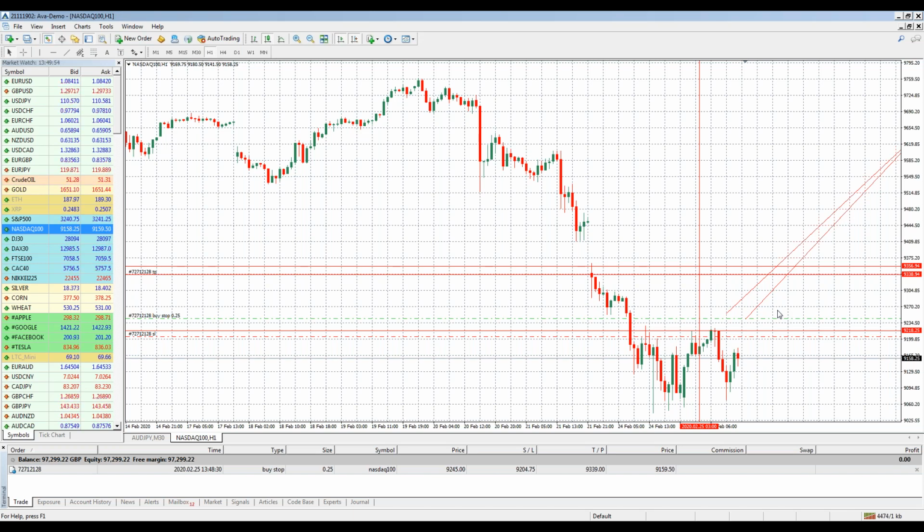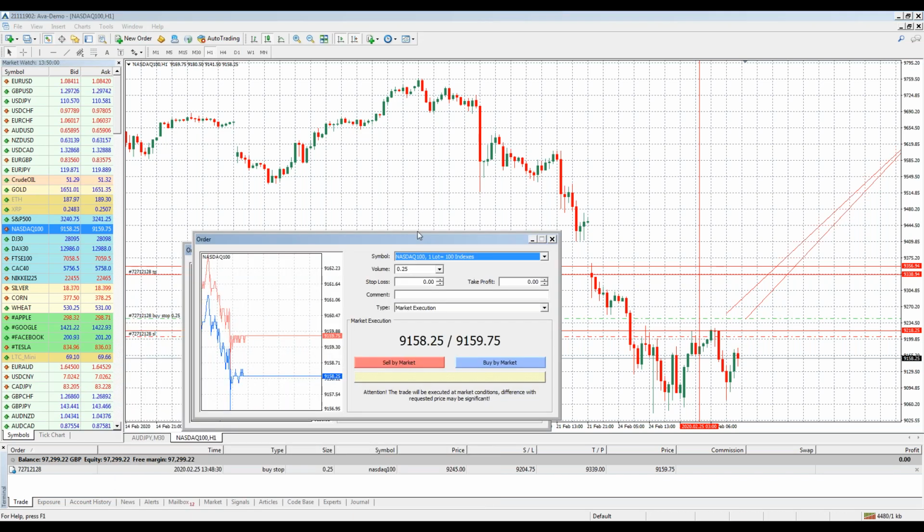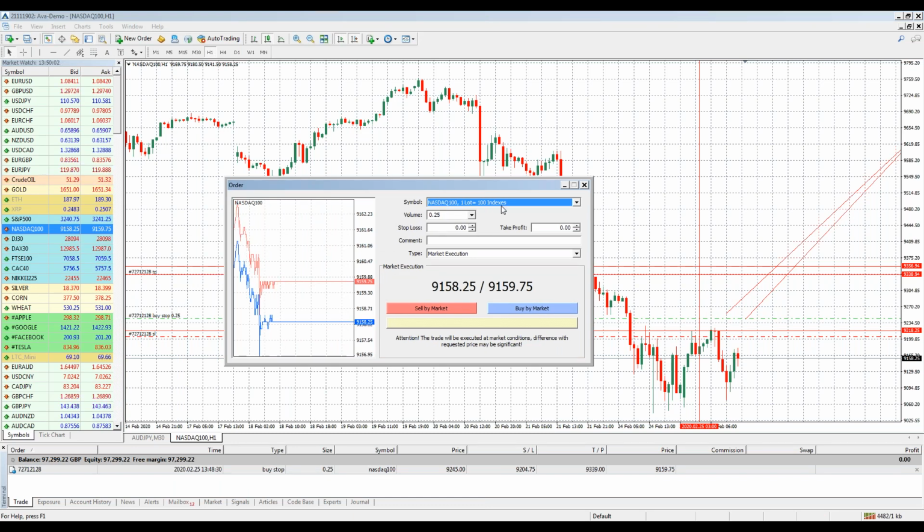The trade size, you can do any trade size you want. A quarter of a lot. Let's look. You see here, it tells you one lot is 100 indices. So the volume of 0.25 is 25 indices. So you're making $25 for every dollar it goes up. So if it goes up 100 and you take profit, you made 100 times 25 at 0.25.